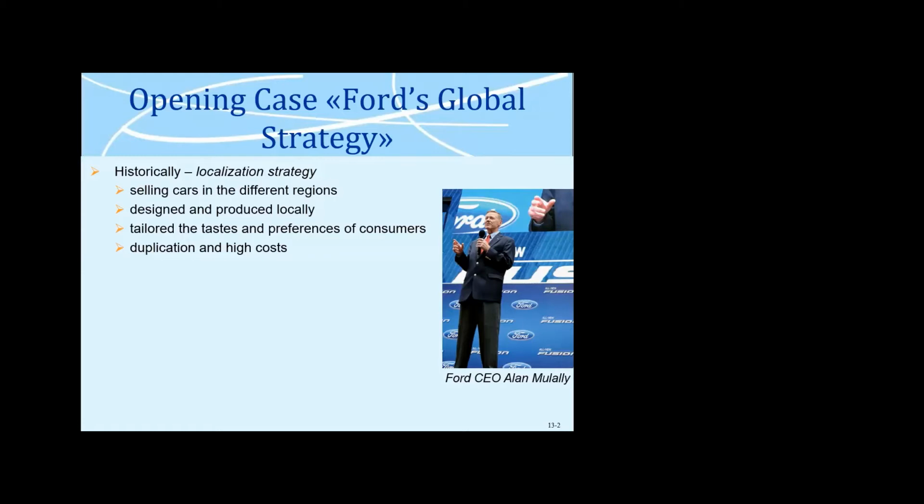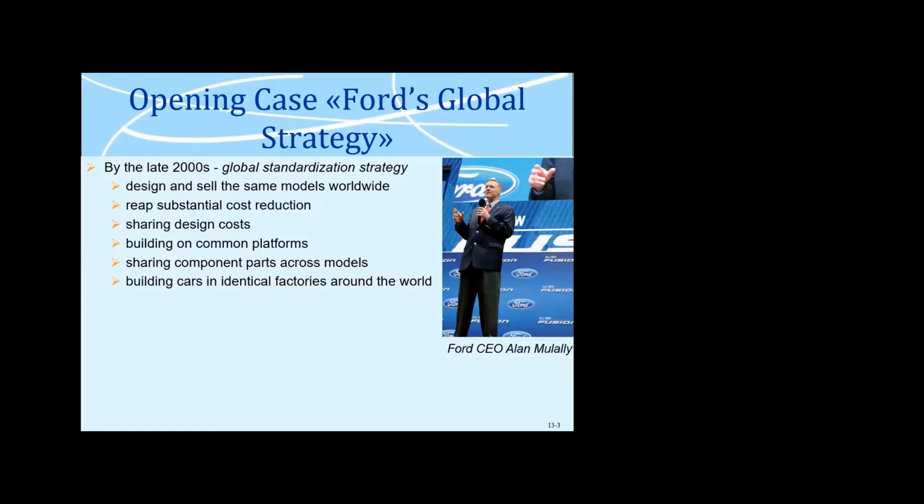During the financial crisis around 2008-2009, Mulally decided that Ford had to change its long-standing practices in order to get its costs under control. Moreover, he felt that there was no way that Ford would be able to compete effectively in the large developing market of China. So he decided to implement the so-called One Ford strategy.